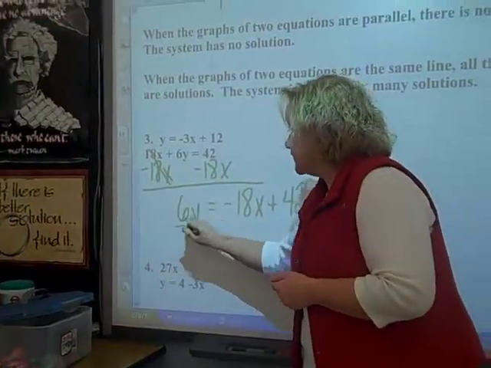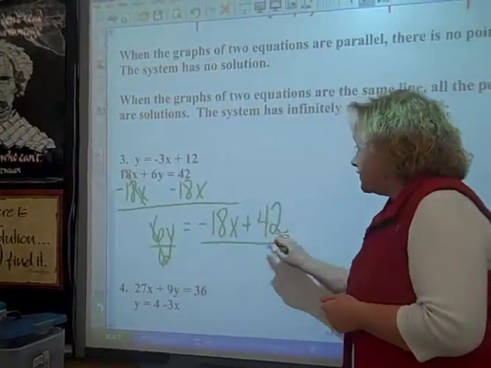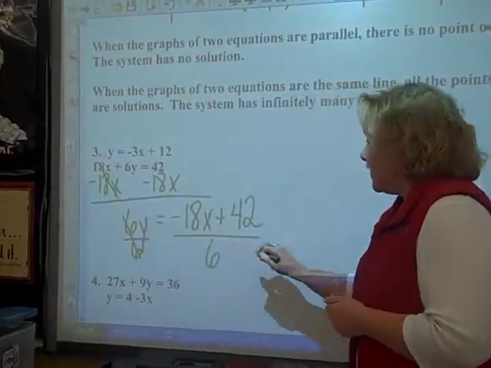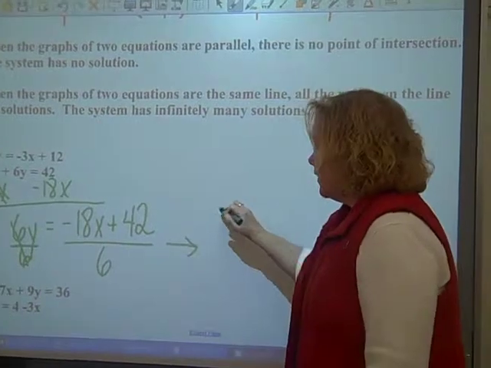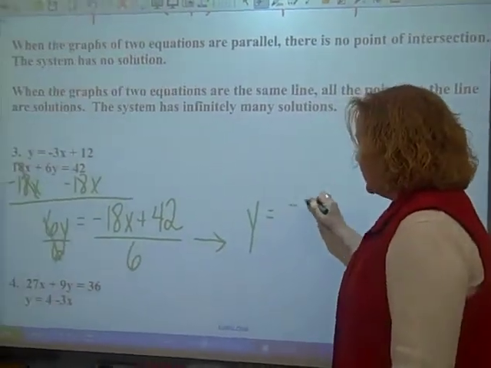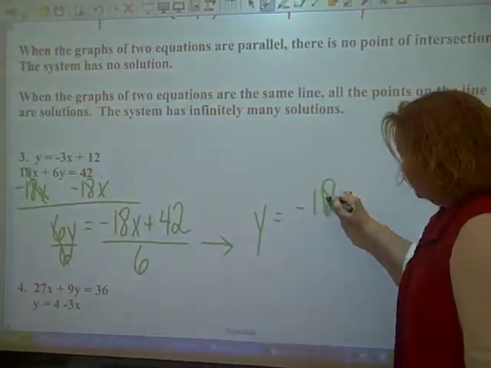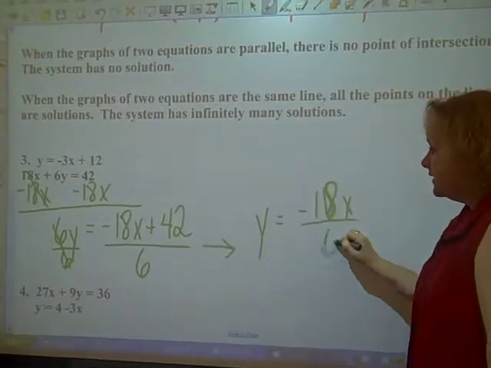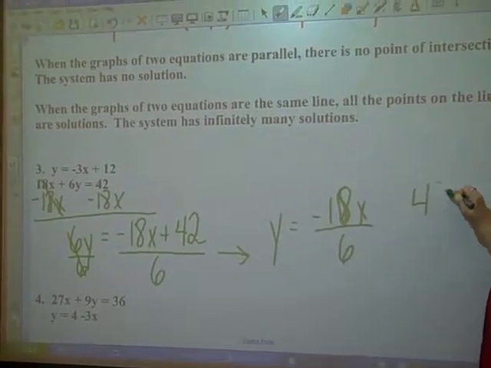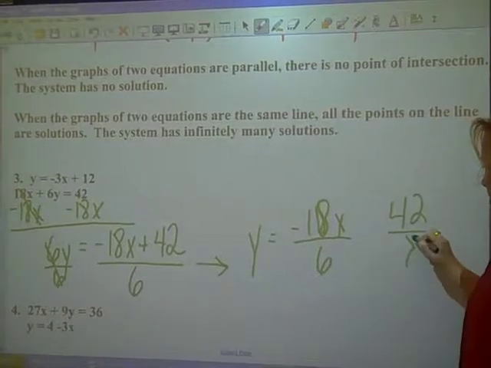Okay, I'm going to divide by 6. And I'm going to divide this whole side by 6. Now remember what that means. So I'm coming over here. That means that negative 18x is divided by the 6 and the 42 is divided by the 6.